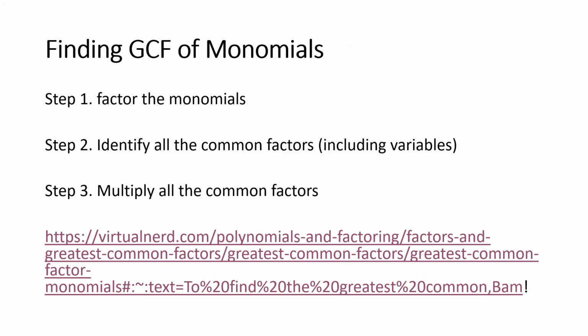Okay, moving on. Now that we learned factoring, we should also learn finding the GCF of a monomial. There's 3 steps. Step 1, factor the monomials. Step 2, identify all the common factors, including the variables. Step 3, multiply all the common factors. Now, I found a short video explaining how you're going to find the GCF of monomials. Probably better than my explanation. So, we're going to watch it together.